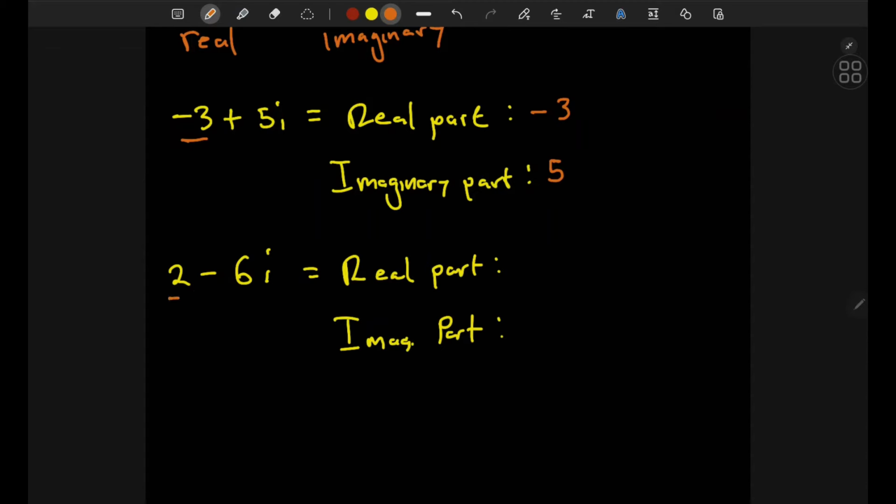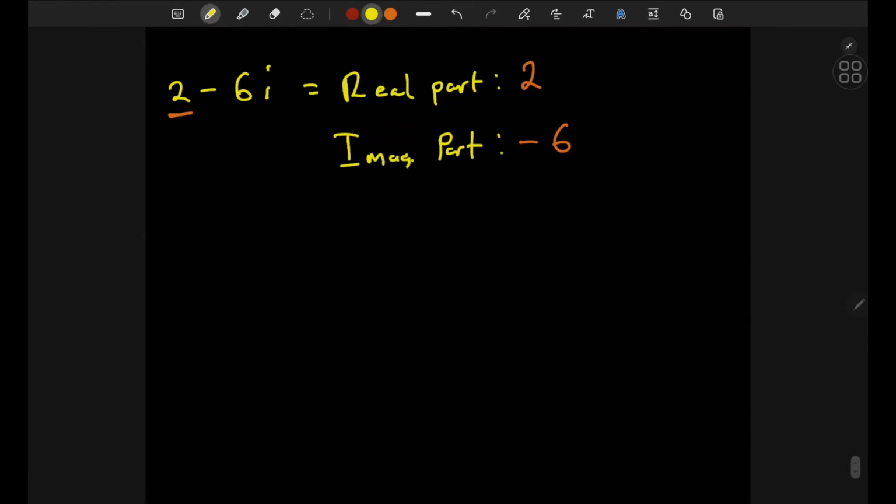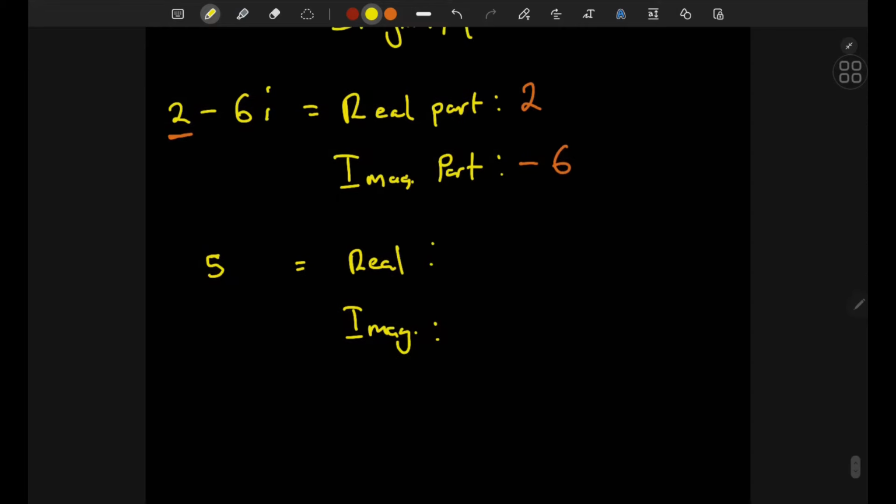So the real part is this number without the i, so we'll have 2. The imaginary part is negative 6. Another example, let's say I told you to evaluate this number, you give the real part and you also give the imaginary part. So with this number, the real part is 5. What is the imaginary number? So the imaginary number here is 0 because we don't have the number with i. So we can just picture it that it's plus 0i, like that.